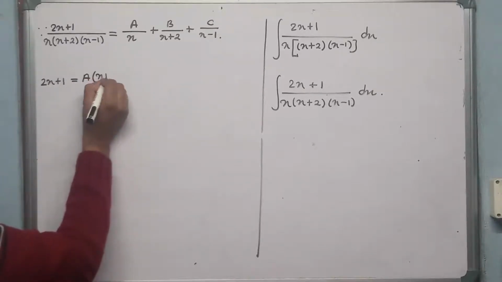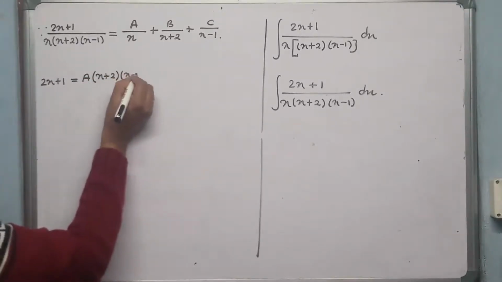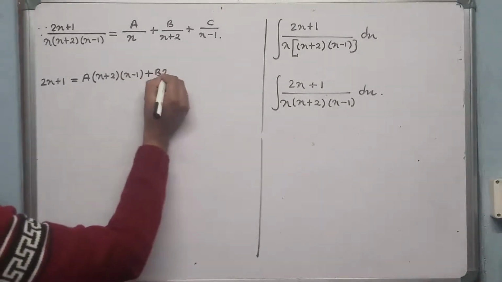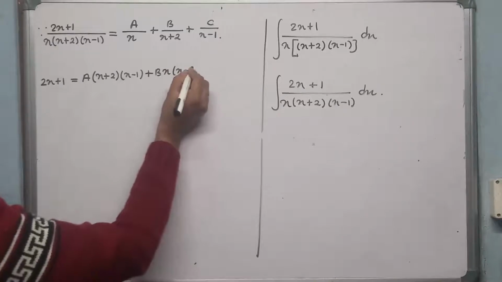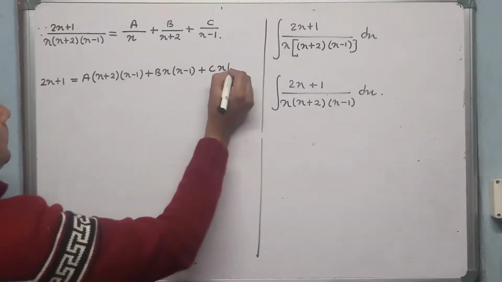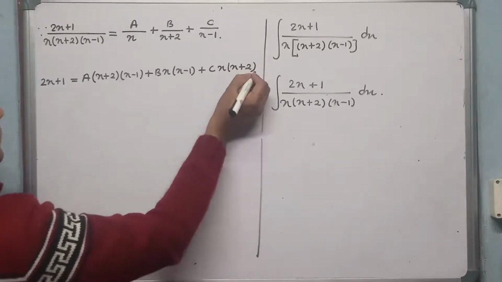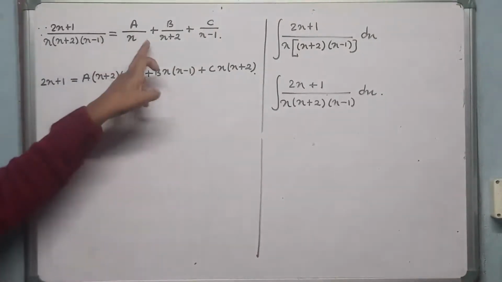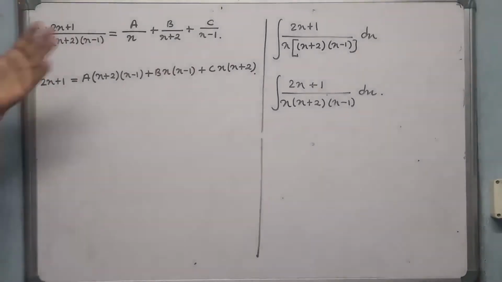it will be A into (x + 2)(x − 1) plus B into (x − 1) plus C into (x + 2). Now to calculate the values of A, B and C, we substitute over here, and after that we'll integrate.